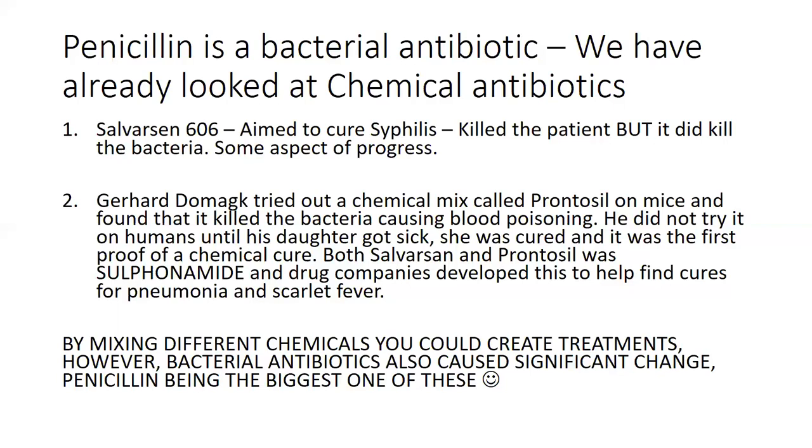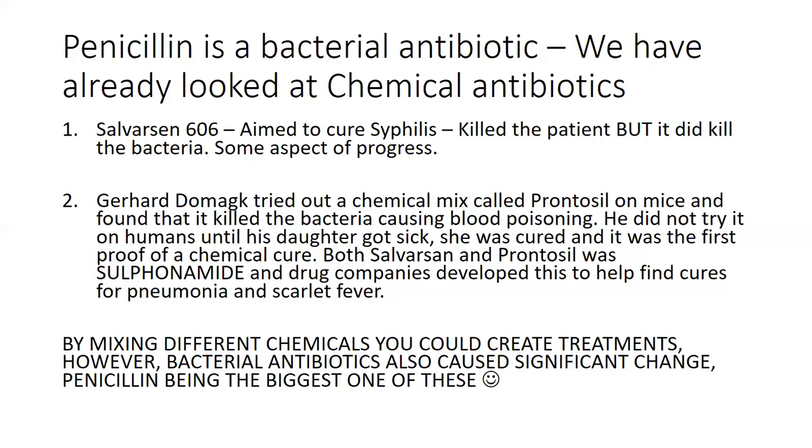You also later had a man in the 1930s, Gerhard Domagk, who tried out a chemical mix called Prontosil. This was a red dye, and he tried it on mice, which was a very common method when trialing antibiotics. This is something that Florey and Chain also did. What he found was that it killed the bacteria that caused blood poisoning. He didn't try it on humans at first. The first human he tried it on was his daughter, because she got septicemia. She was cured, and it was proof of a chemical cure.